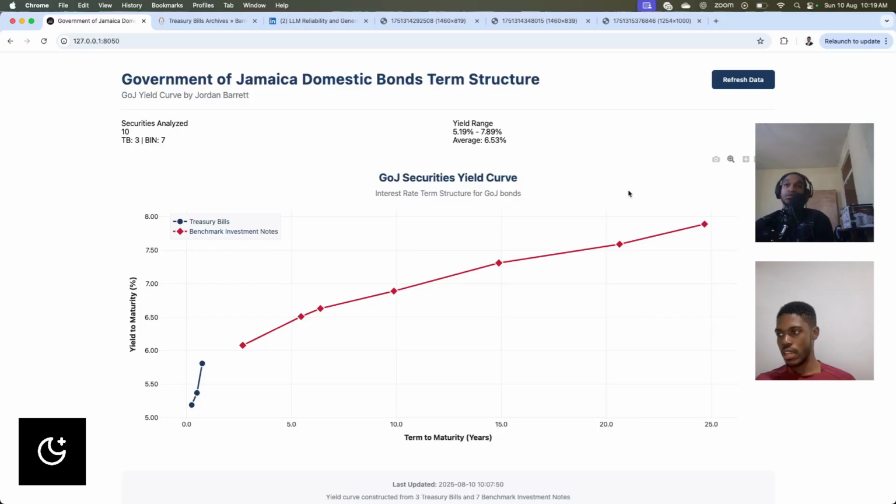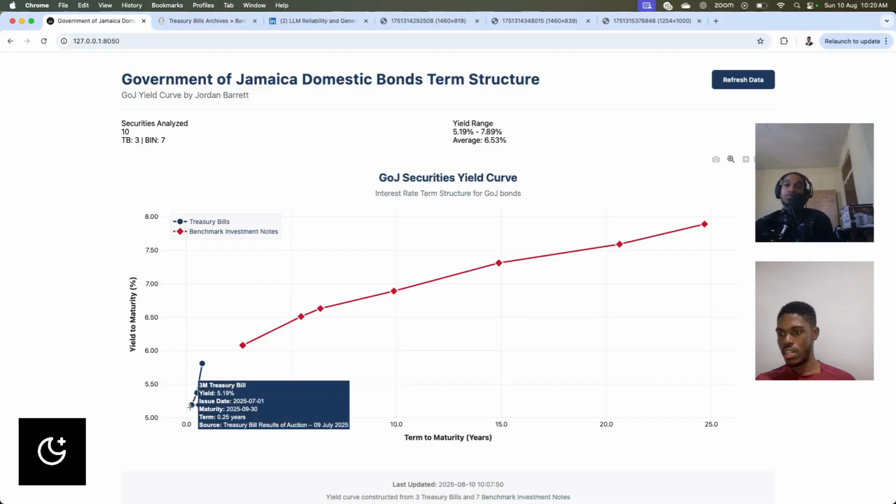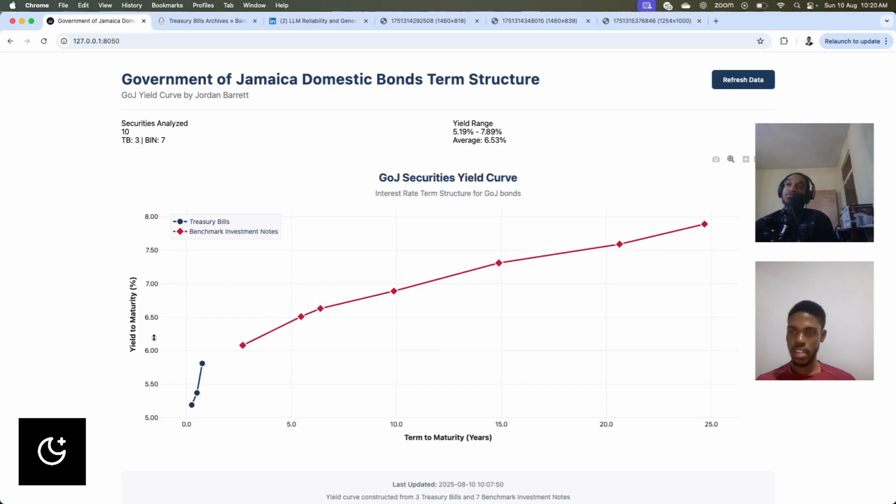So it's showing that the bond that matures in 25 years, the 2050 bond, is yielding 7.9%, and one that's expiring in 3 months is yielding 5.19%. That's cool. You can see the spread and that kind of thing, which would be pretty hard to do by going through them individually. Yeah, exactly. That's so sick.